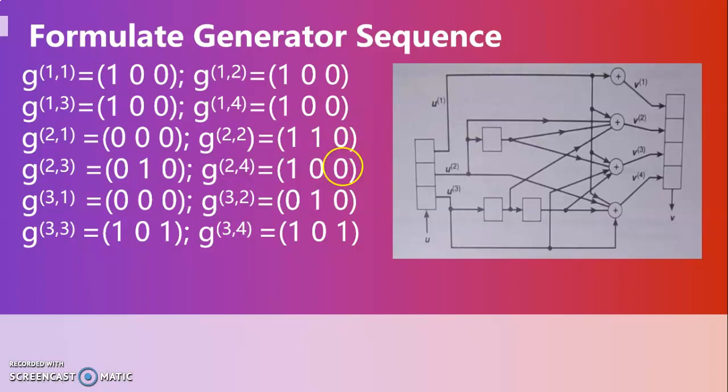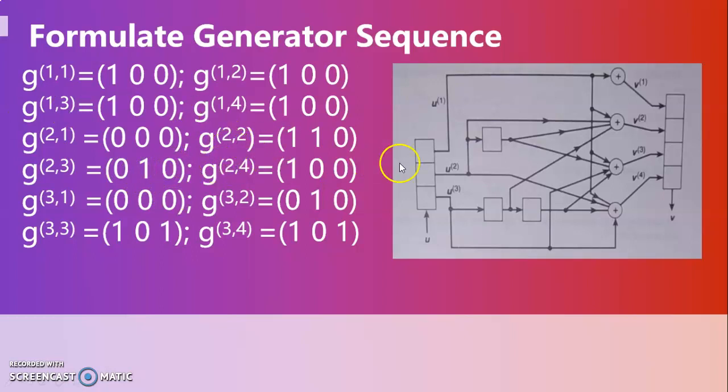See, input second and output 3. That means G23. There is no direct link present between 2 and 3. But a link is present through a memory, through this line. So therefore, this is 0, 1, 0.